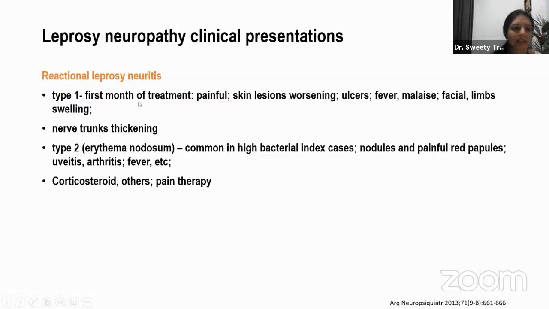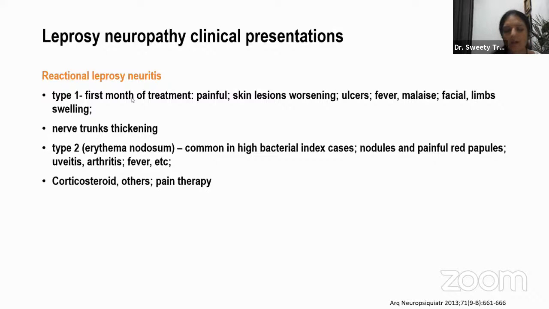Reactional leprosy neuritis, type 1 and type 2, as I've already explained. Type 1 is more commonly seen with good immune response because it is a delayed type hypersensitivity reaction, with cell-mediated immunity involved, more commonly seen in borderline tuberculoid, borderline, and borderline lepromatous cases. The number of lesions and the number of nerves involved are increased, with increased involvement of the previously involved nerves.